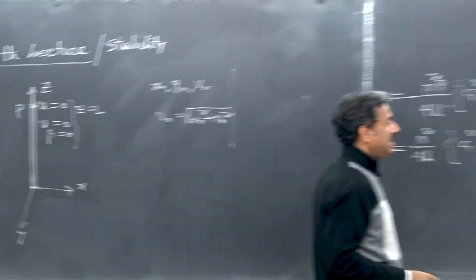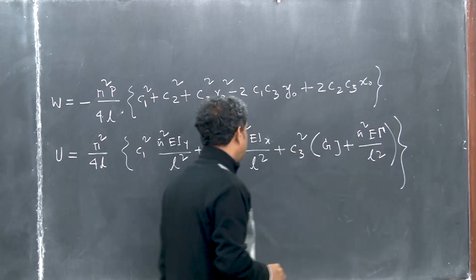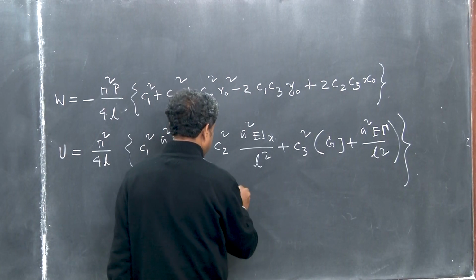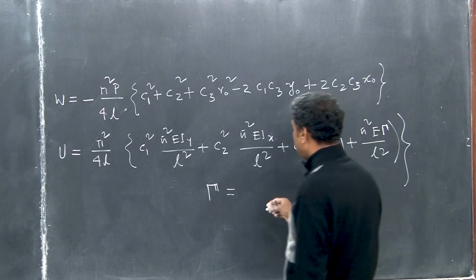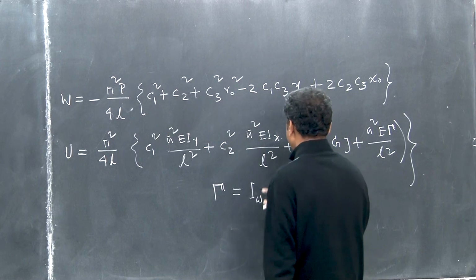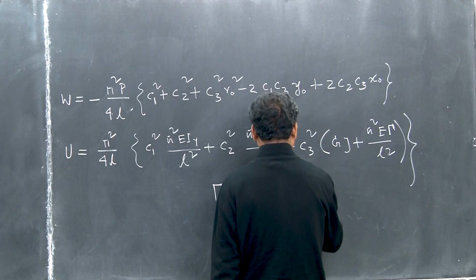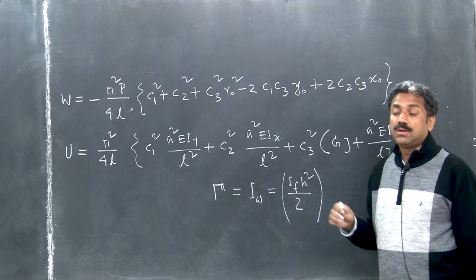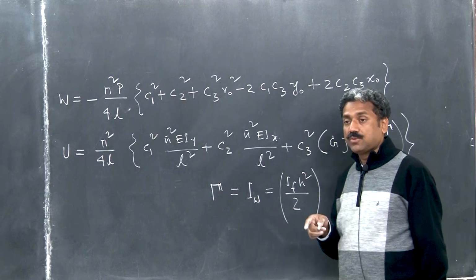Please note that this capital omega is the warping constant, and sometimes in the literature it is also defined as Iw. For the I section it was If h square by 2, if you can recall, where If is the moment of inertia of the flange, and h is the depth of the web basically, right?